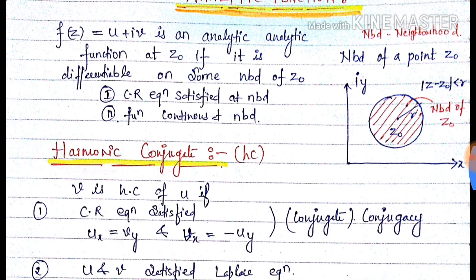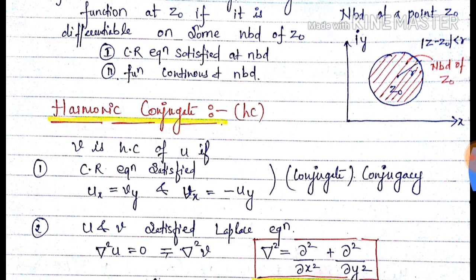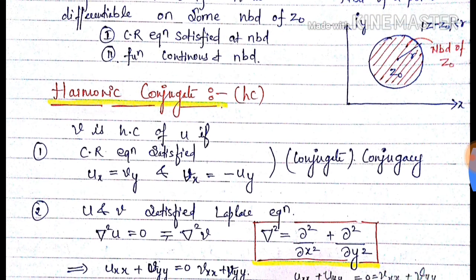On the right side you have seen a figure of a neighborhood of a point z0. Here, mod of z minus z0 is less than r, meaning a circle of radius r, with z0 a point. So the neighborhood of z0 is the red line shown here in the figure. This is about the neighborhood of z0.